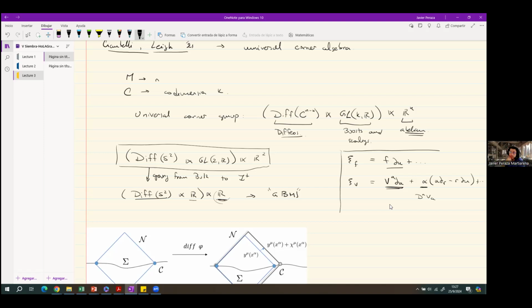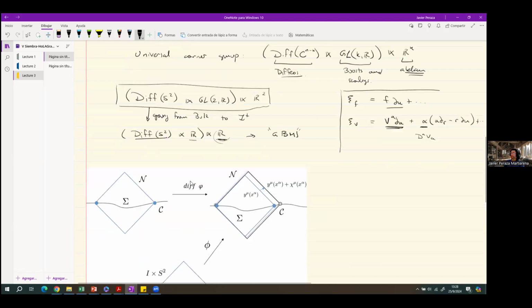Exactly, or something like that. Two copies. Yeah, two copies. That's kind of the case with the Barnich and Troessaert extension. So they have these two copies of Virasoro. In this case, you have this Diff S2 and this R, but the good thing is that if we go to the bulk and we study what the algebra of this SL2R is, we are going to see that these dr directions play some role.